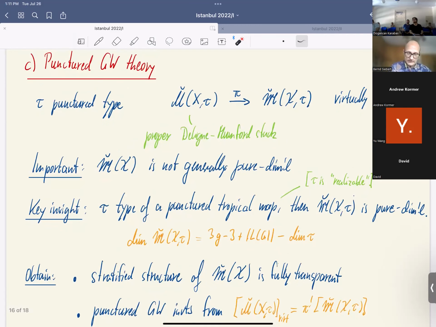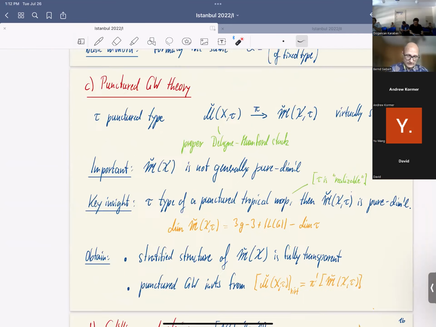But there's a key insight, namely, if tau is not an abstract type, but the type of an actual punctured tropical map, which we call realizable. So there is one punctured tropical map that has this type. Then this base is pure dimensional, and you can easily compute the dimension. Note here, the dimension of tau gives the codimension of the stratum.